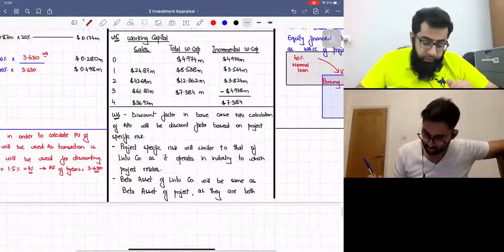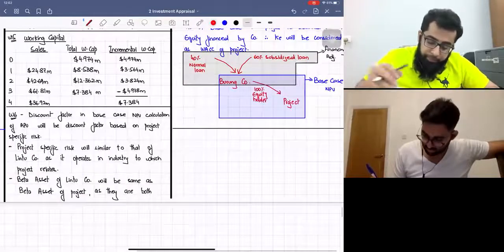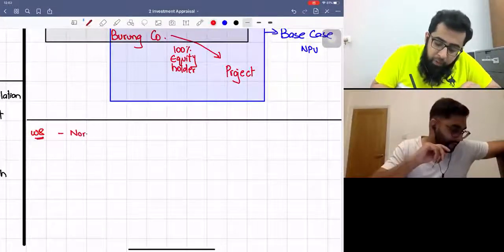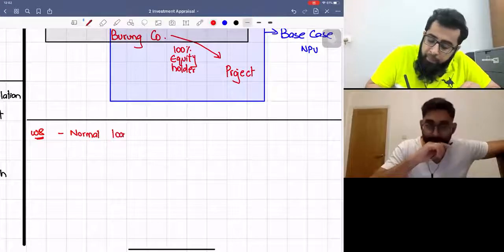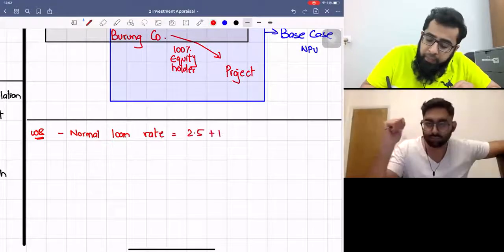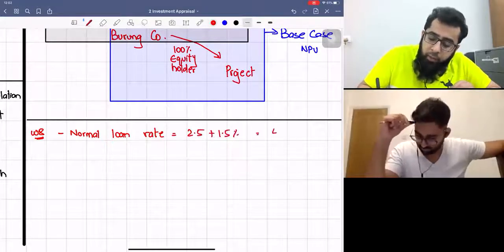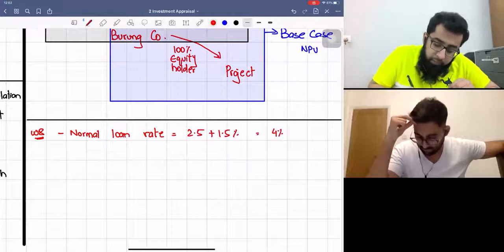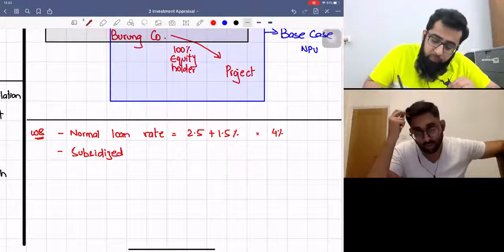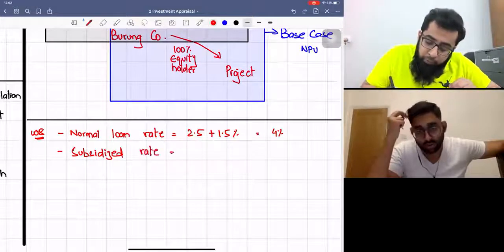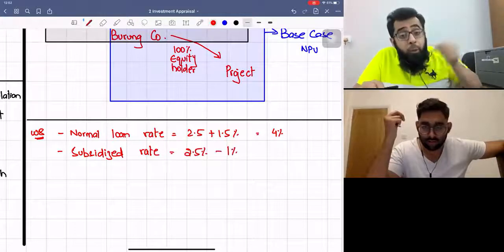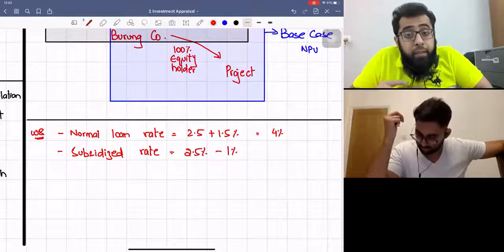Why can I do working 8? I can do working 8 here. One second, what have you done there? Go back, just a minute. Normal loan rate is 2.5 plus 1.5. This is your normal loan rate. What is your subsidized rate? 1 basis point below, so they do 2.5 minus 1. It's 1 basis point below the government rate, not below our rate.